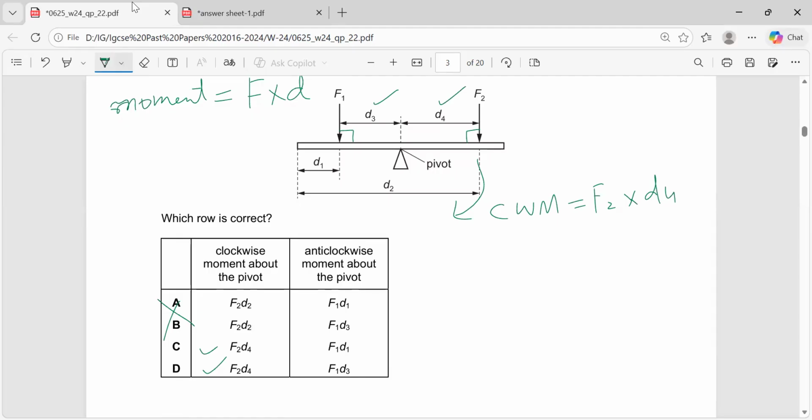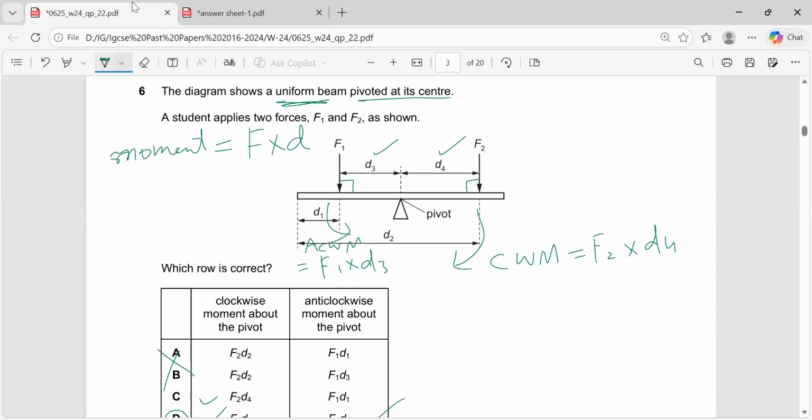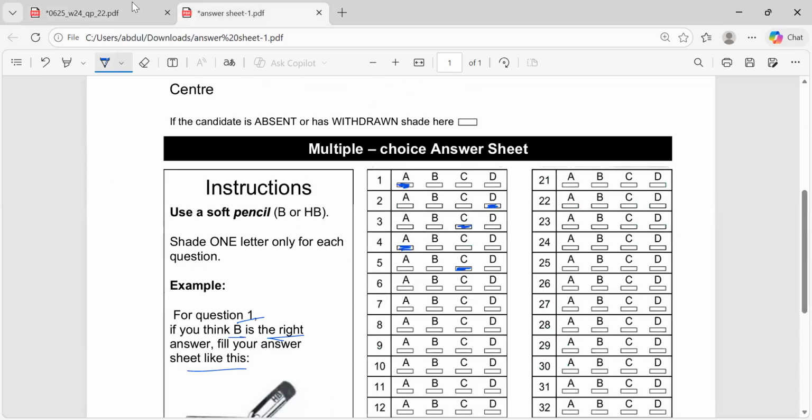Elimination method. Now, this force will be causing anti-clockwise movement. And what will it be? Force is F1 and distance is D3. So F1 D3. Option D is correct. So with a simple definition, if you are clear about the moments, you can easily calculate this answer. So question number 6, answer is D.